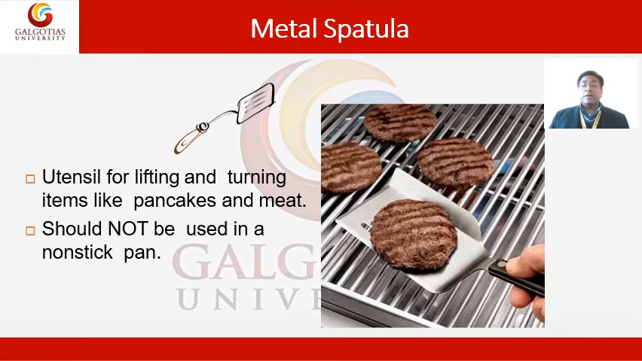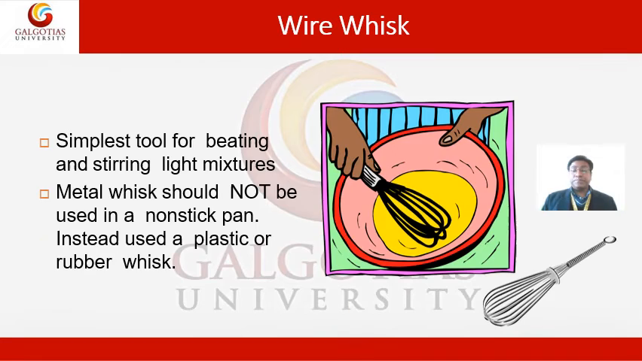So preferably it has to be used only on steel metal. If you see in the photograph, there is a burger that is being turned, and for that we are using a metal spatula. It is used for multi-purpose, for turning around grilled fish or vegetables or many other products. So the name is metal spatula.